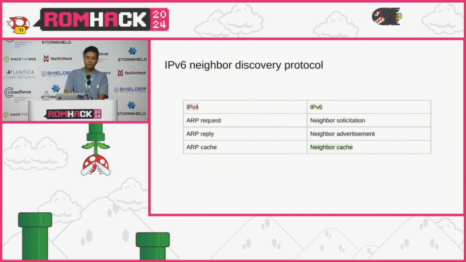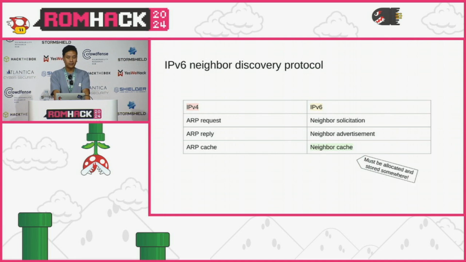So the IPv6 neighbor discovery protocol is very similar to the ARP protocol for IPv4. It is used to determine the MAC addresses of the IPv6 hosts on the same network, and also to determine if nodes are still reachable or not. Very important here: a request is called a solicitation, and a reply is called an advertisement. So these terms will be super relevant for the following slides.